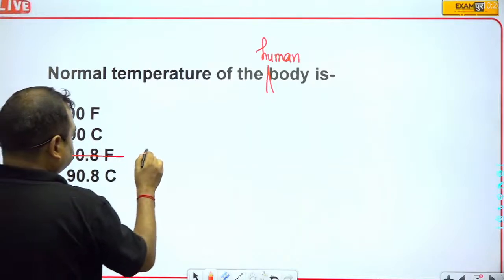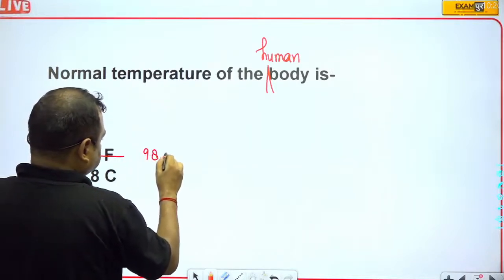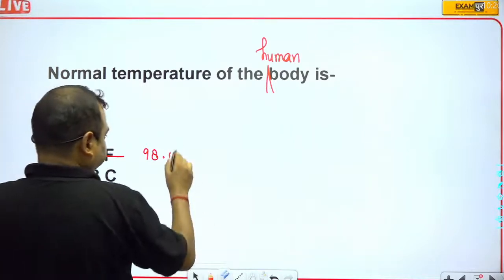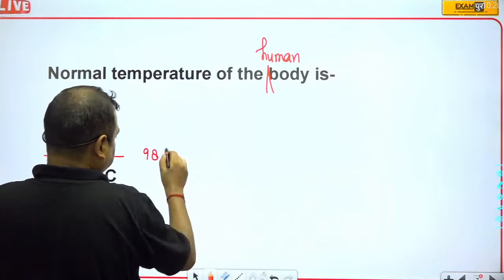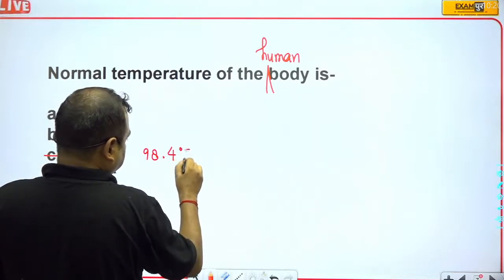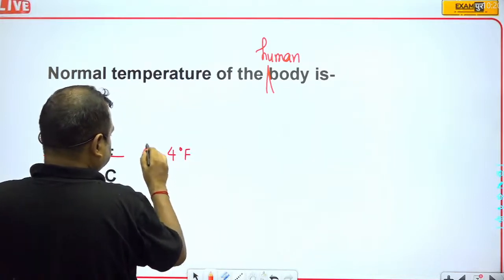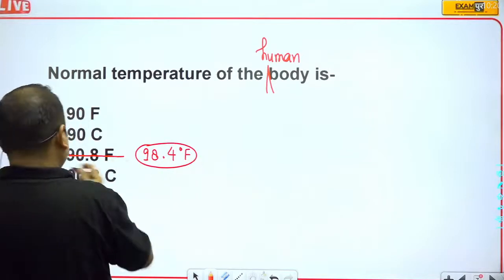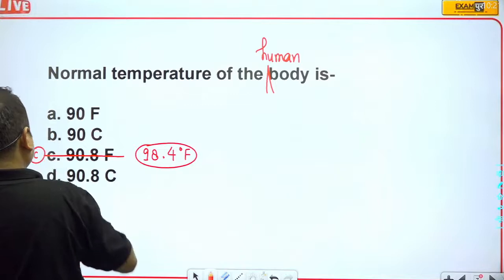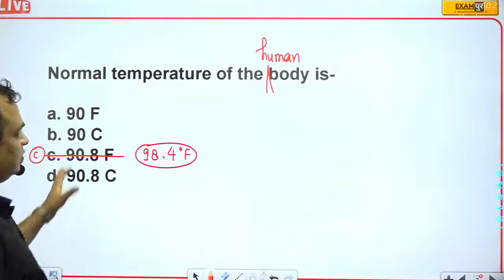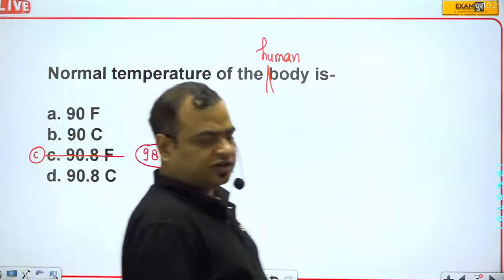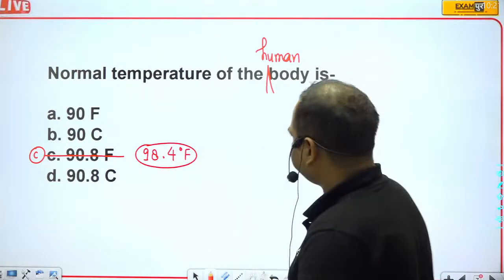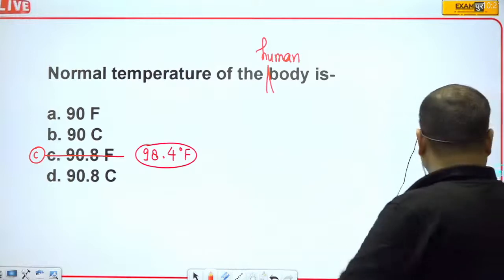There must be 98.6 degree Fahrenheit or 98.4 actually. So this is the value, 98.4 degree Fahrenheit. Okay, so this is the correct answer. We can say this is option C. So all the four options were not actually correct. There was some mistake by a typist maybe. So this is 98.4.